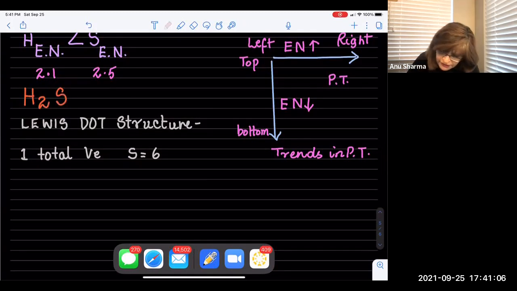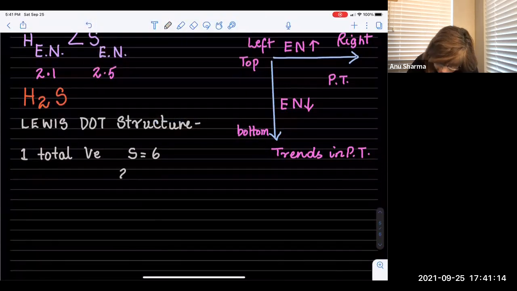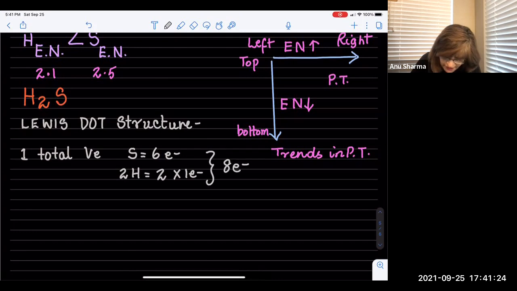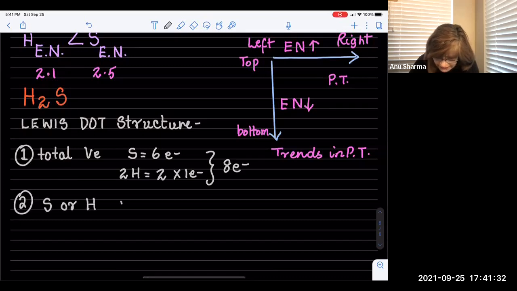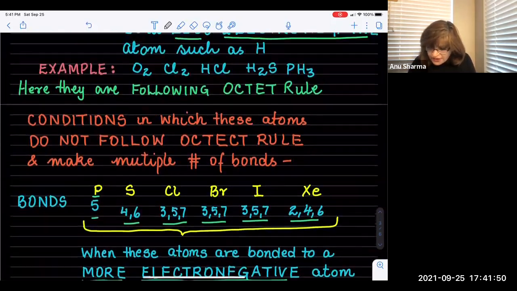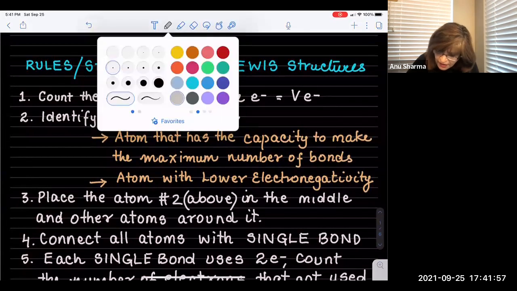Okay, so let's look at the total valence electrons. Sulfur is bringing six, and there are two hydrogens, and each of them is bringing one electron. So this total becomes eight valence electrons. So that's one piece. Next is, which one is going to be in the middle, sulfur or hydrogen, as a central atom? That's something you need to identify. We see that sulfur has higher electronegativity than hydrogen. But according to the rules here, the atom that has a lower electronegativity gets the central spot. But there are exceptions to this rule.